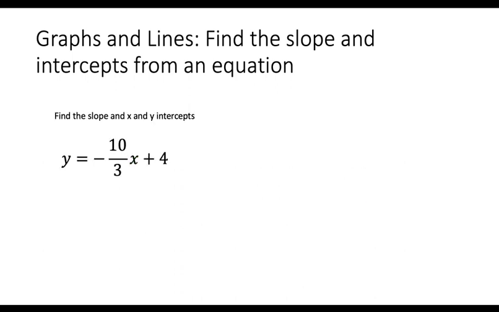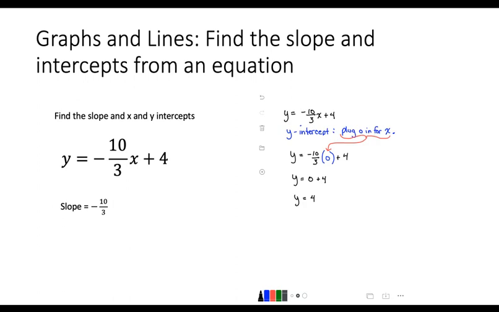So here's our first example. Find the slope and the x and y intercepts. Well, this is in slope-intercept form, so the slope is easy. The slope is -10/3. So now we're going to find the x and the y intercepts. First, to find the y-intercept, we plug a 0 in for x, or you can see that it's b, 4. When you plug a 0 in for x, you get y equals 0 plus 4, or y equals 4. We knew that, so the y-intercept is 4.